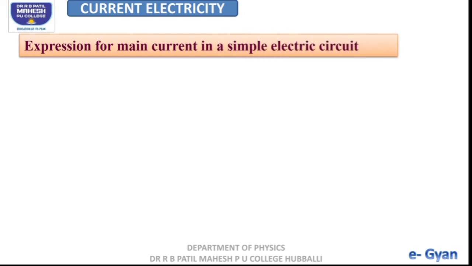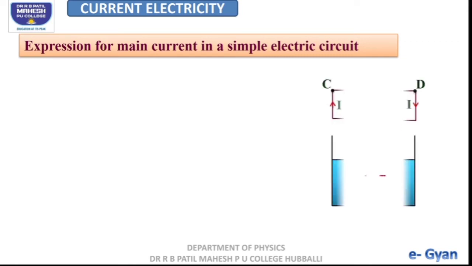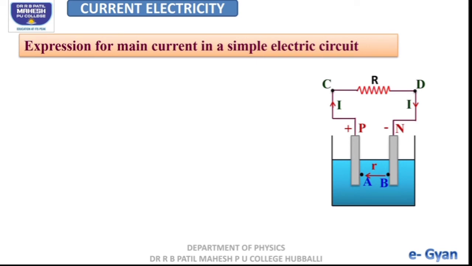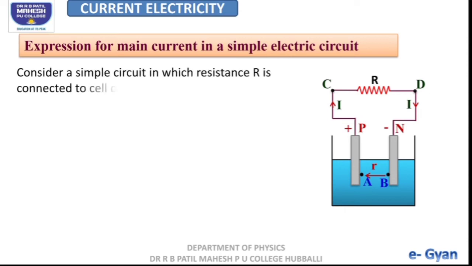Expression for main current in a simple electric circuit. Now in this, we are going to derive an expression for main current in a simple electric circuit. Consider a cell, and this cell is connected to an external resistance R, and I is the current flowing through the circuit, and small r is internal resistance. Consider a simple circuit in which resistance R is connected to a cell of EMF E and internal resistance r.